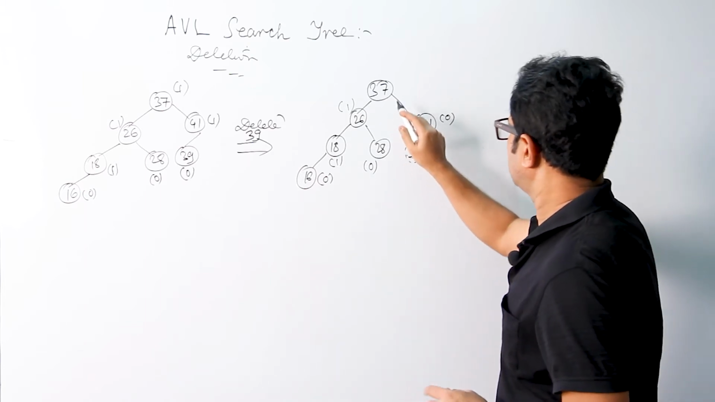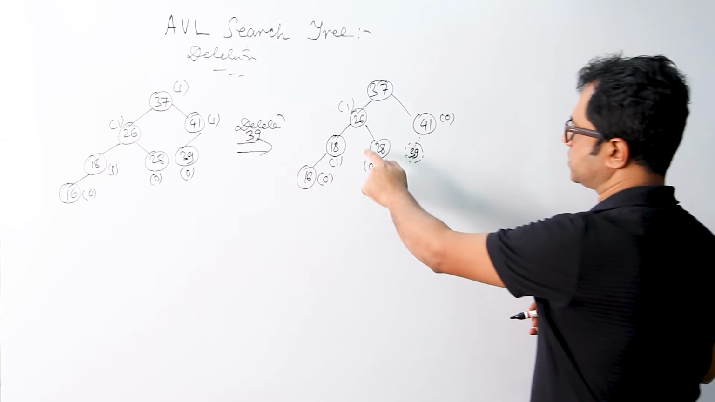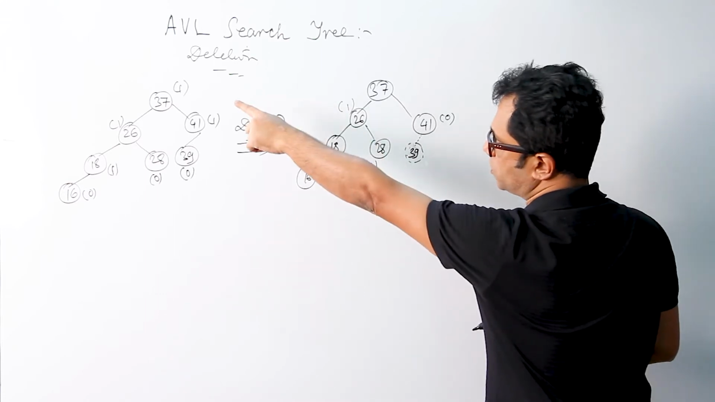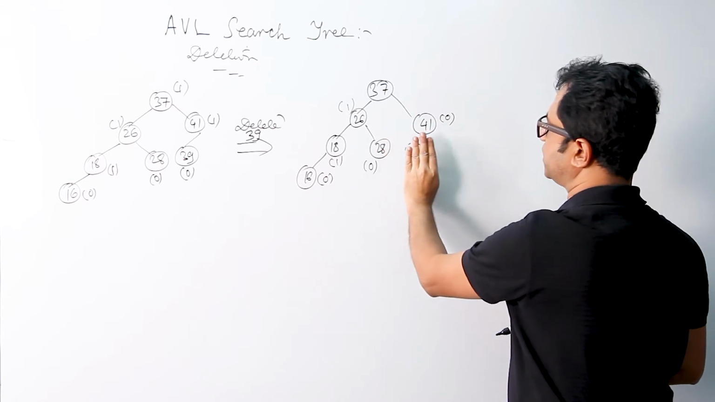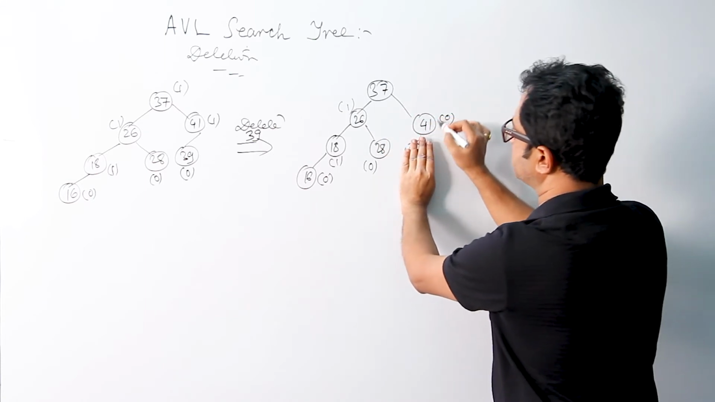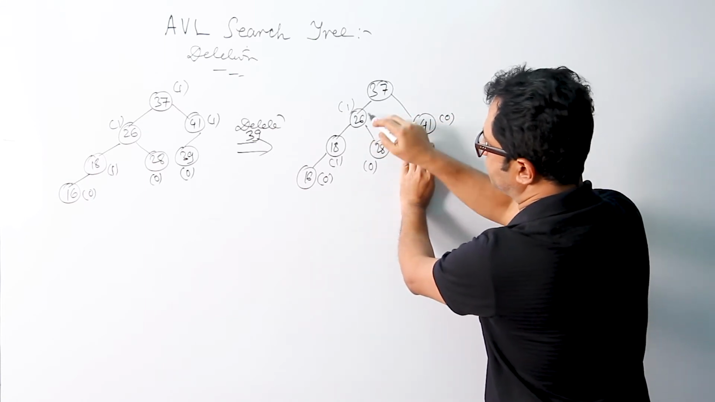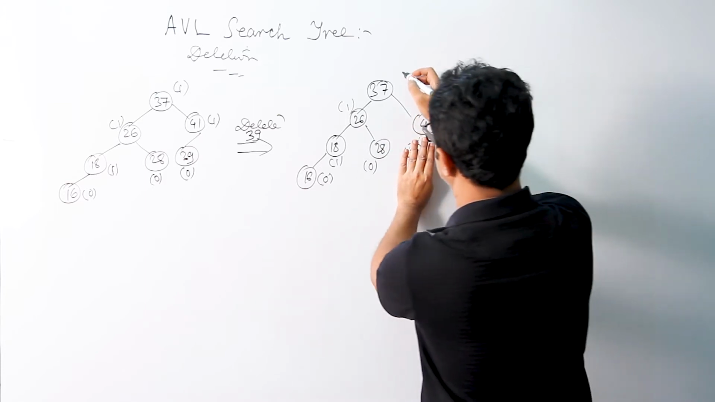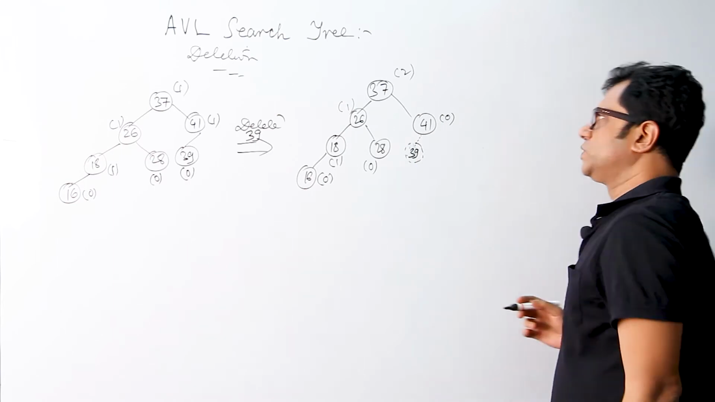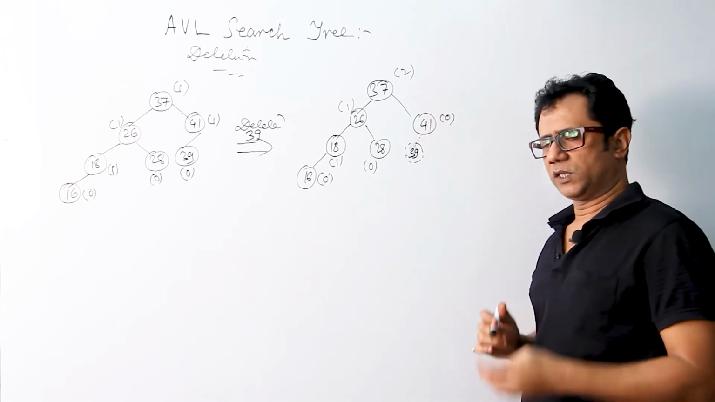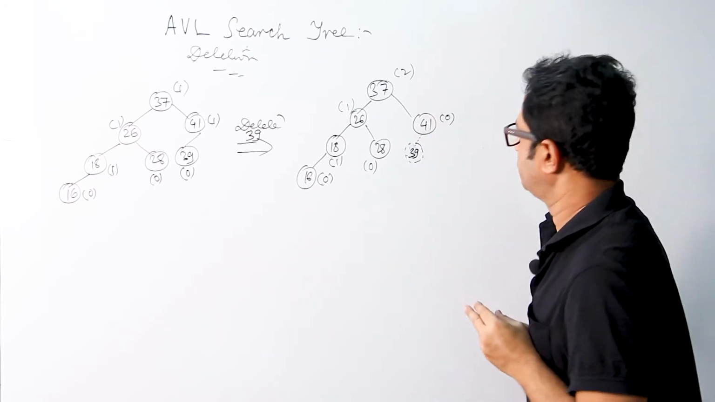And the balance factor of this 37, let me see. What is the balance factor of this 37? It was originally 1, but now the balance factor is 3 minus 1 because 39 is not present. The height of the right subtree is only 1. The height of the left subtree is 3. So 3 minus 1 gives us a value of 2. So 2 is a balance factor which is not lying within the permissible range of values.